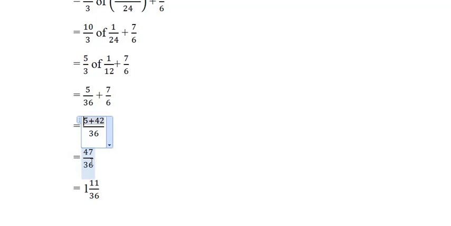In case of reaching this step, you can end your solution here only, if you wish to, as an improper fraction. But if you want to convert this into a mixed fraction, you are free to go ahead.